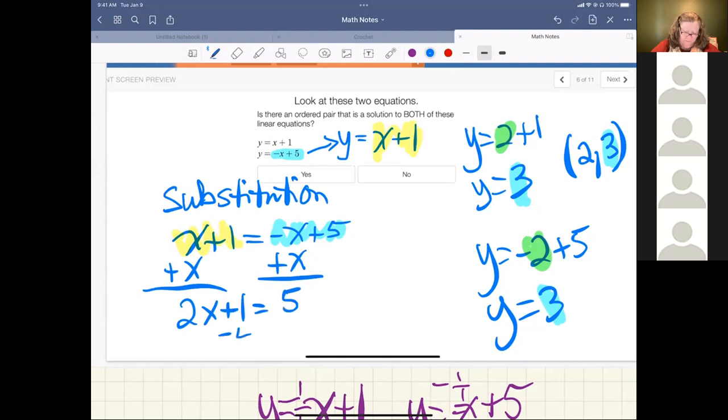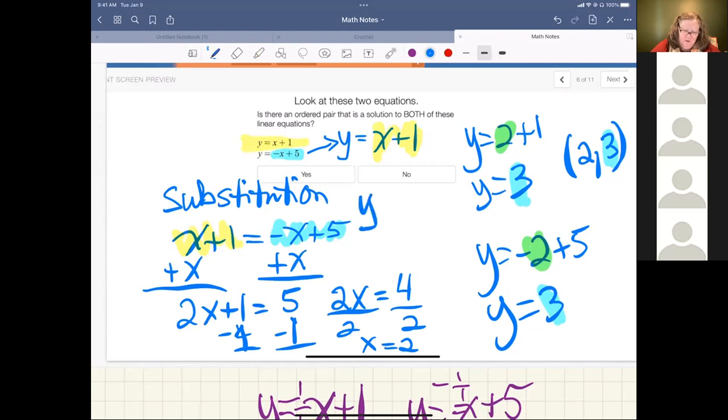I'm going to subtract 1 from both sides. I'm running out of room. I'm getting 2x is equal to 4, divide by 2, x equals 2. Which we already knew from our other experiments here. But if I know that x is equal to 2, I can go back to the original equations and pick the other one and say, well, y is equal to 2 plus 1 because I'm plugging in my x here. And that means we know that y is going to be equal to 3. And we're back over here to our solution of 2 comma 3.